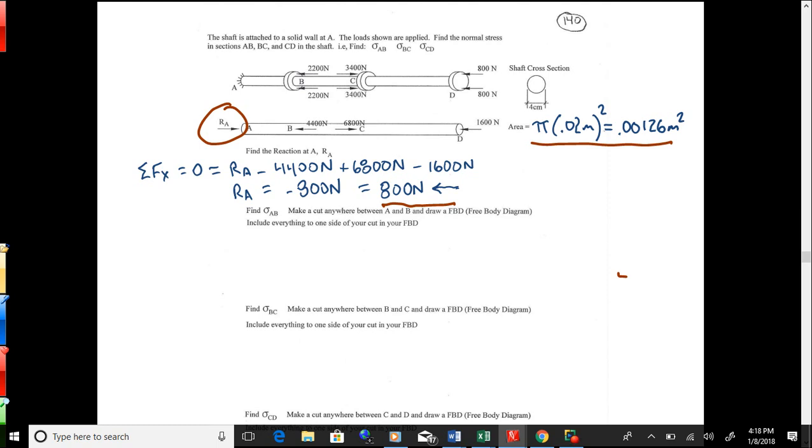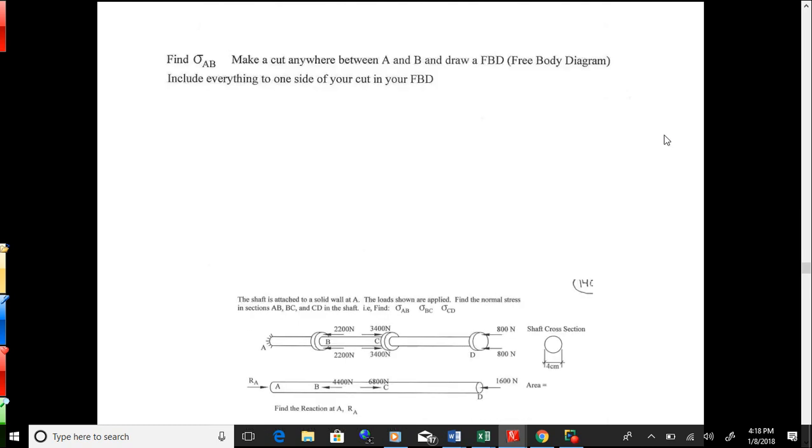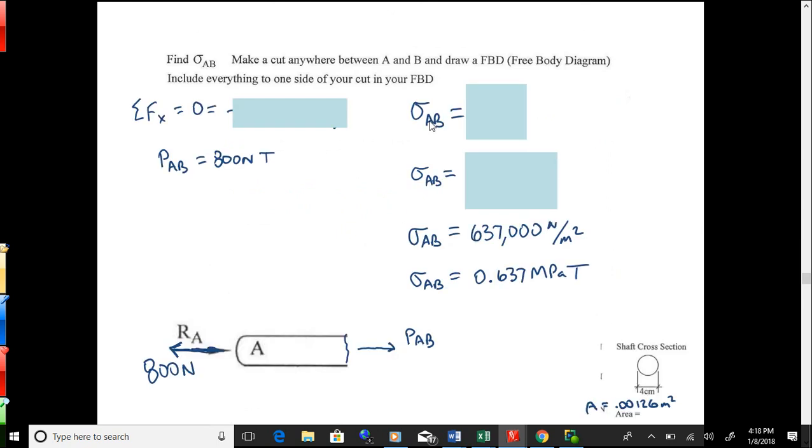Okay. All right. So what I want to do is I want to find the stress in AB. Anywhere between AB. So to accomplish that, what I'm going to do is I'm going to make a cut between A and B. This is a lot like the method of sections, if you remember that, okay? So what I've got, method of sections from statics, where you cut through a truss to solve for the forces in some of the members. We're going to cut through that shaft anywhere between A and B. And what I've got there is an internal force. And that's what we do in this class, is we solve for the internal forces. So that internal force is P, which means load, in AB.